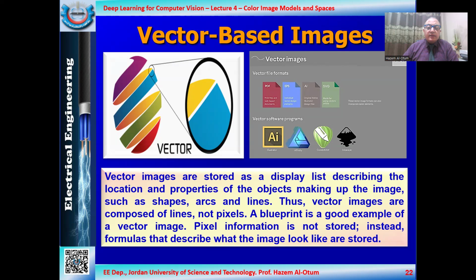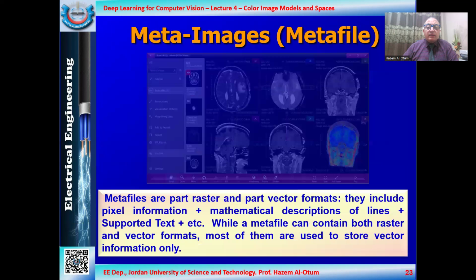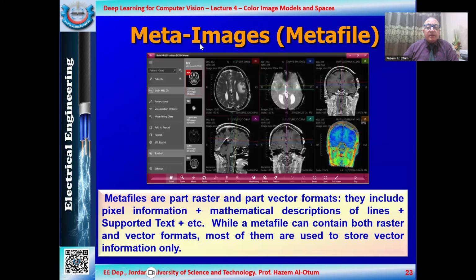Now, can we see the third type? The third type is the metafile type, or metaimage type. In this case, we have images inside, where one part is vector and the other part is raster. For example, this is a medical image, maybe CT or MRI. I'm not an expert in this field. However, you can see that we have details about the images captured for this patient.